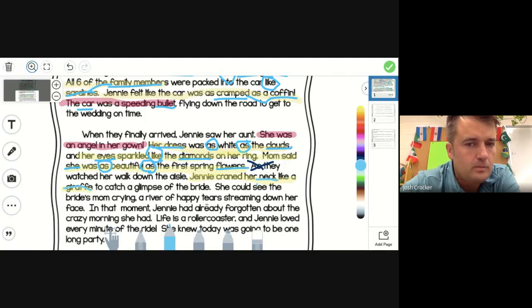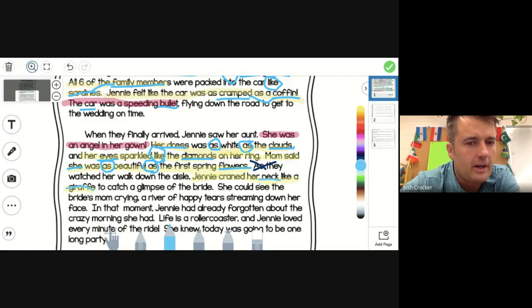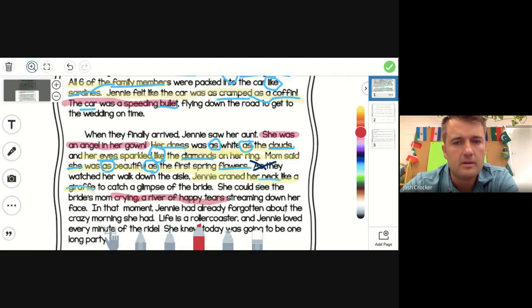Okay. She could see the bride's mom crying, a river of happy tears streaming down her face. Okay, that was a comparison. What two things were compared? The comparison was crying, a river of happy tears. I'm comparing her crying to a river. Did I say like or as? No like or as, so it's a metaphor.